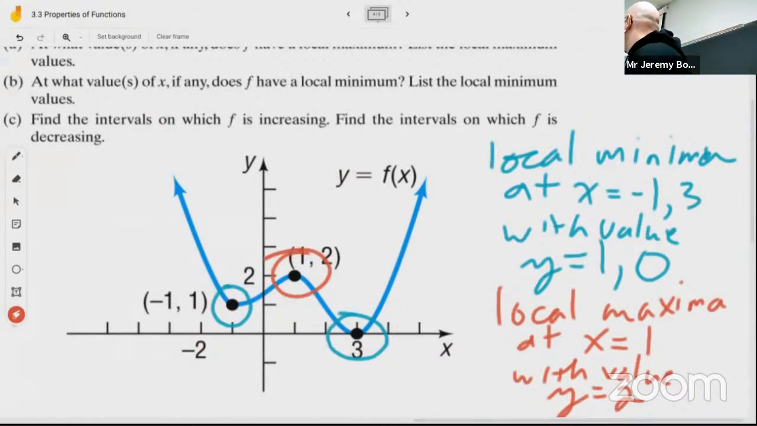Like if you live in a small town and the popular person in that town, maybe not popular nationwide, but popular in that town, the local celebrity. Local maxima, local minimum. Any questions on that?